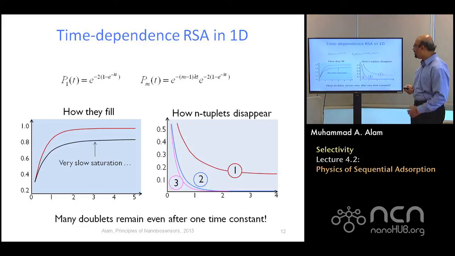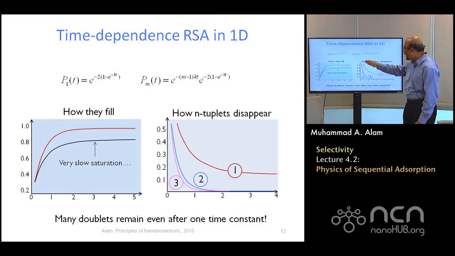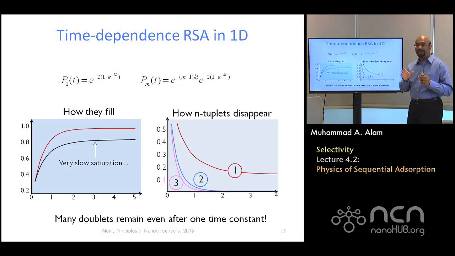And you can also calculate how doublets, triplets, and all other big spaces disappear as a function of time. This is the rate at which the singlets disappear. Doublets disappear and the triplets disappear this way. Bottom line is that in all these cases, a fraction of the space will remain unoccupied.